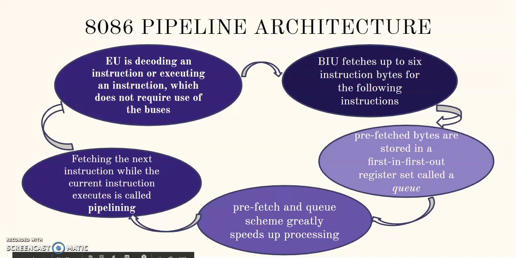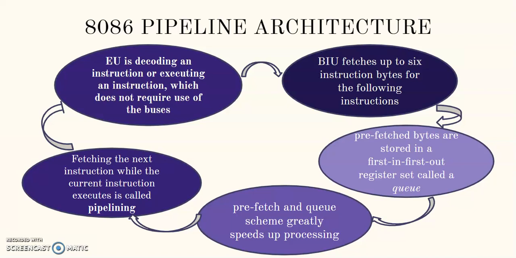Pipeline architecture, which is the most important feature of 8086, has a sequence. For example, when the execution unit is decoding or executing an instruction, it does not require the buses. That means the buses are free, so we can use those buses to fetch the next instruction which we have to execute. So the bus interface unit fetches the next 6 instruction bytes which are required for the following operation. These prefetched bytes are stored in a particular register called the instruction queue.